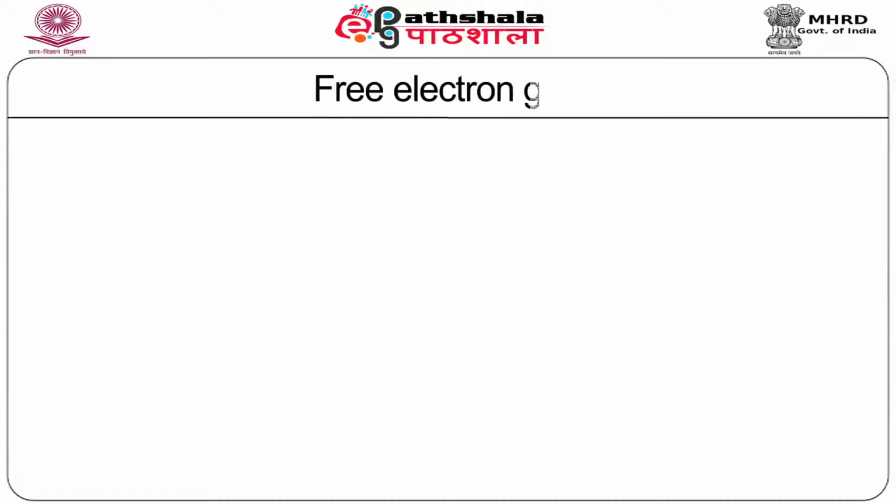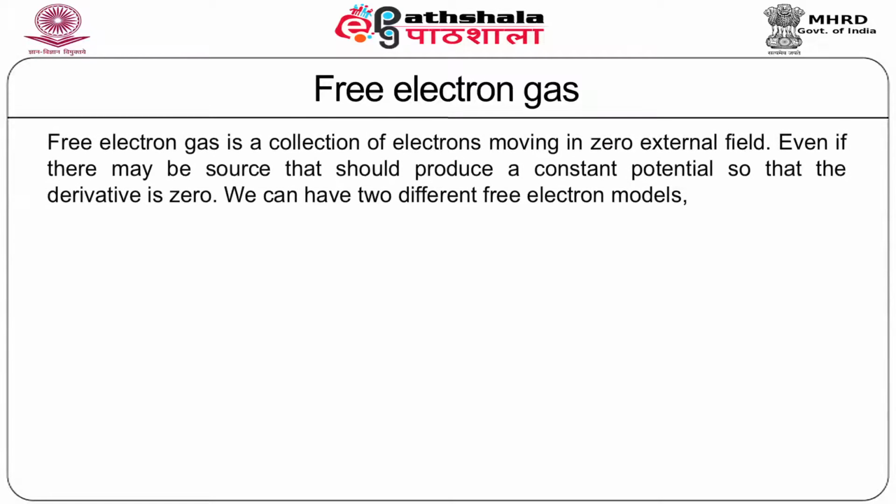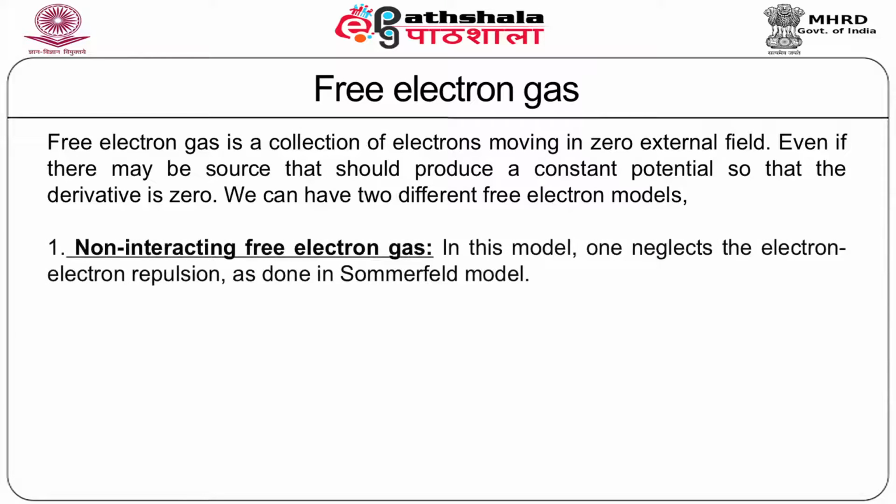What is a free electron gas? Free electron gas is a collection of electrons moving in zero external field. Even if there may be a source, it should produce a constant potential so that the derivative is zero. We can have two different electron models. Firstly is the non-interacting free electron gas.